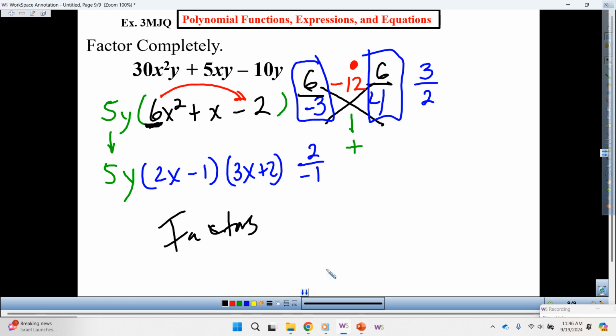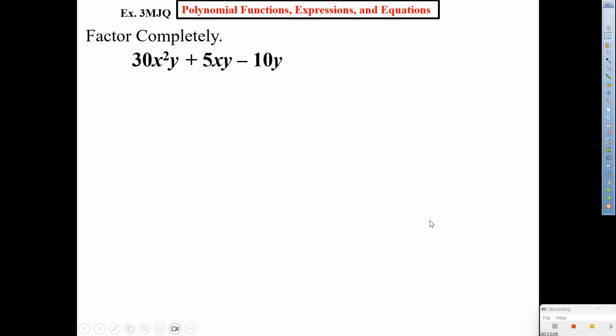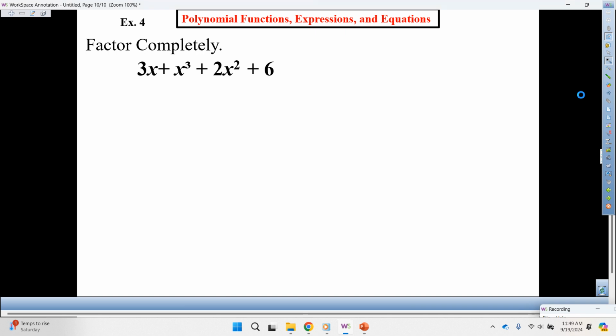All right. And last but not least, copy this one. Example 4, 3x plus x cubed plus 2x squared plus 6. Let's do this one together for the sake of time. We only have 2 minutes. And I don't want to keep you guys too long.